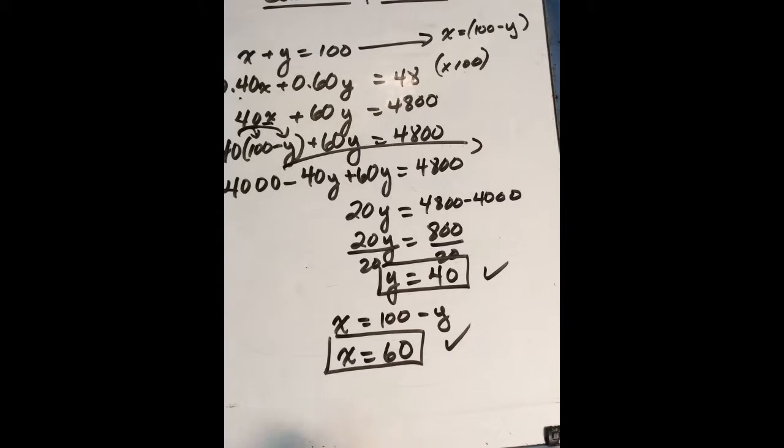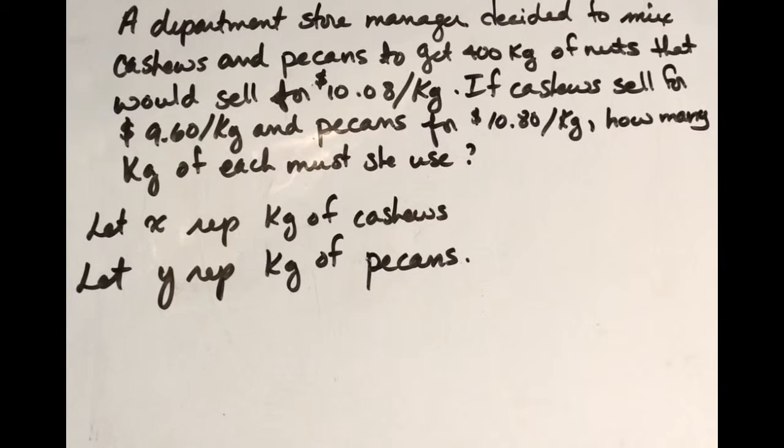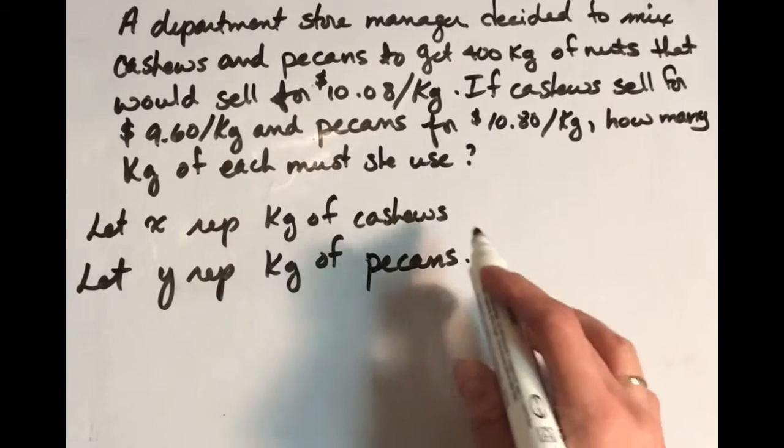Okay, and that's for solutions and mixtures. The next one is about mixtures. The first we did is solutions, and this is very similar. So here we have a department store manager who decides to mix cashews and pecans to get 400 kilograms of nuts that would sell for $10.08 per kilogram. If cashews sell for $9.60 per kilogram and pecans for $10.80 per kilogram, how many kilograms of each must she use? So let X represent the kilograms of cashews.